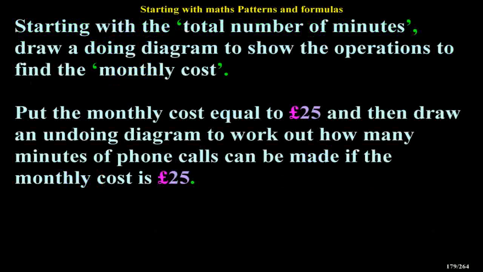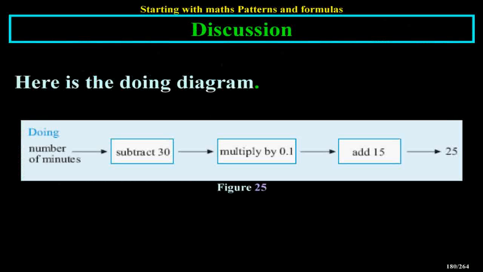1. The owner wishes to stick to a monthly budget of 25. Starting with the total number of minutes, draw a doing diagram to show the operations to find the monthly cost. Put the monthly cost equal to 25 and then draw an undoing diagram to work out how many minutes of phone calls can be made if the monthly cost is 25. Discussion. Here is the doing diagram.